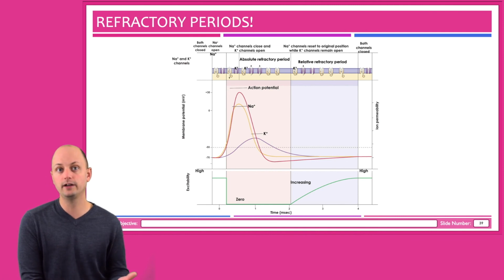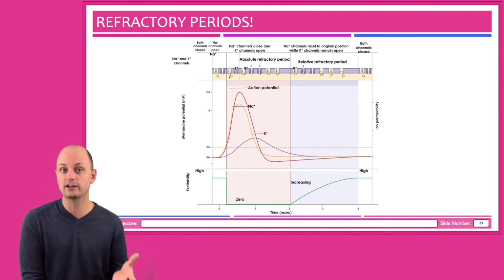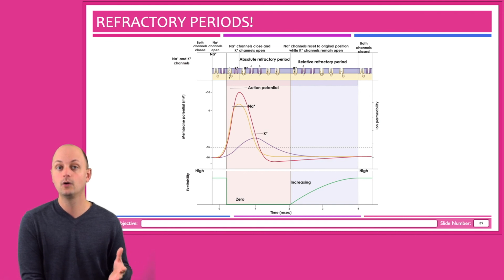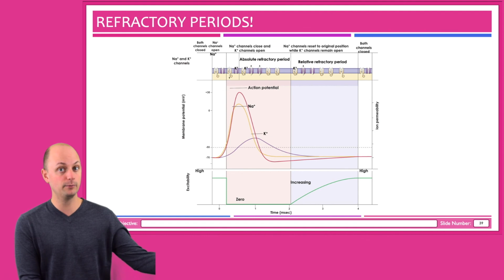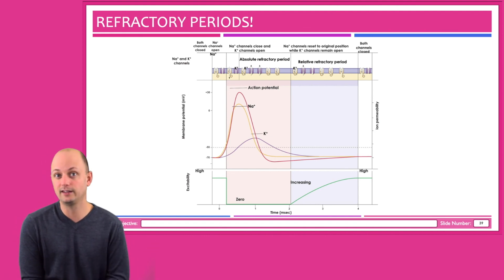So the refractory period is ultimately what prevents most action potentials from backpropagating or traveling backwards. Even if those ions move into the previous membrane segment, the channels are most likely inactivated.